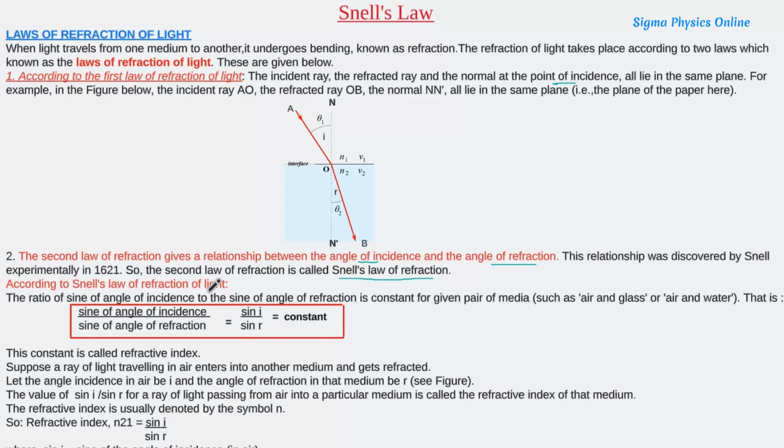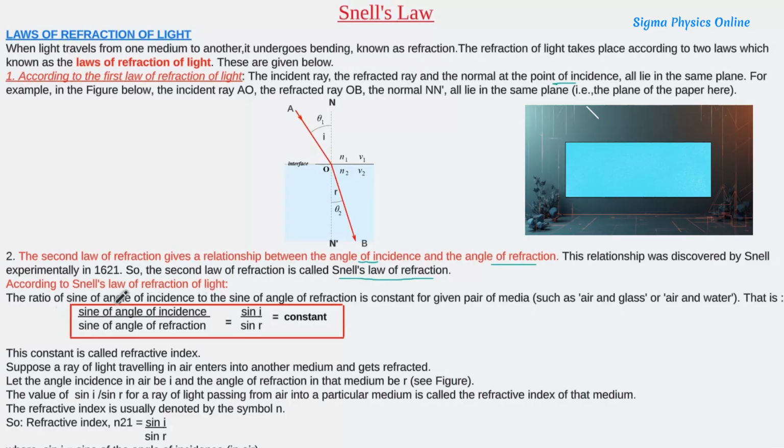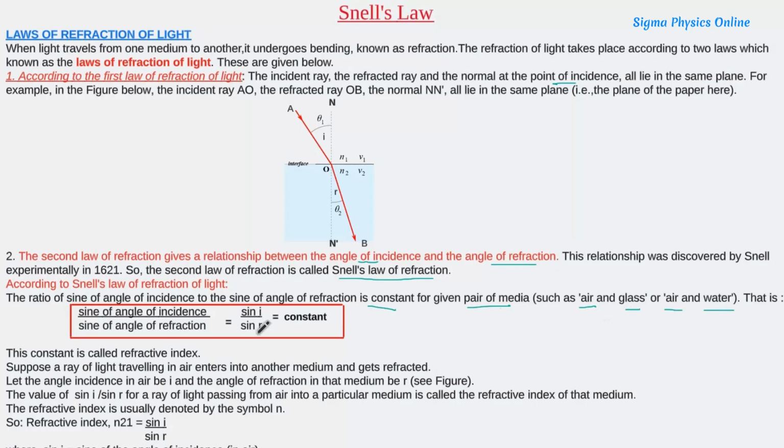According to Snell's law of refraction of light, the ratio of sine of angle of incidence to the sine of angle of refraction is constant for a given pair of media. That is, if you take any pair of media, whether it is air, glass or air, water, sine I by sine R will always be a constant.